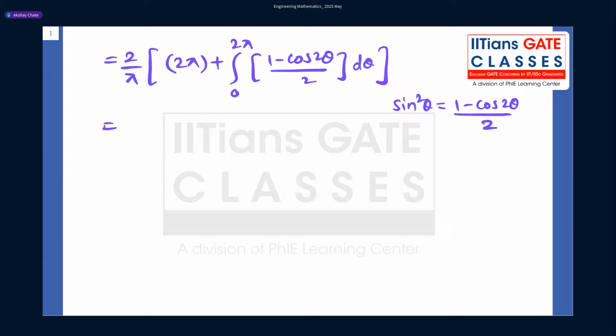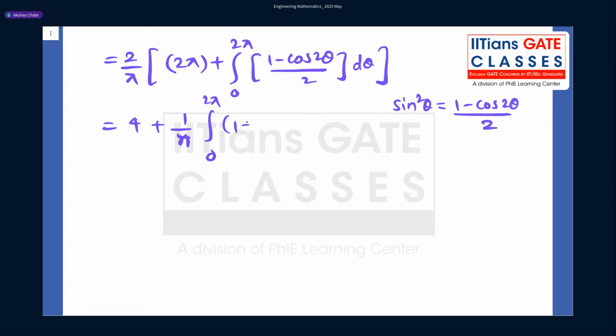So you can multiply this 2 pi with 2 by pi, so that 4 remains here. And then you have 2 by pi, and then this 0 to 2 pi. 1 by 2 you can take it out, so that will cancel out this 2. So it will become 1 by pi here. And then you have 1 minus cos 2 theta integration.